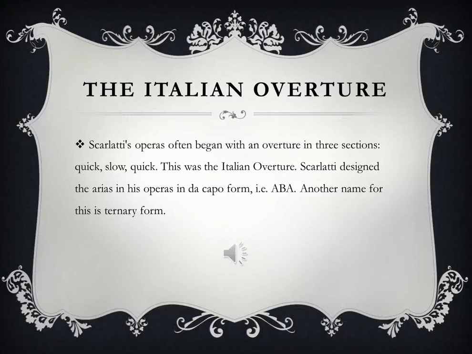The Italian Overture. Scarlatti's operas often began with an overture in 3 sections: quick, slow, quick. This was the Italian Overture. Scarlatti designed the arias in his operas in da capo form, that is, ABA. Another name for this is ternary form, and here's an example of a Scarlatti piece of music.